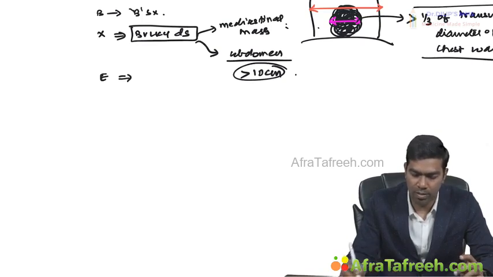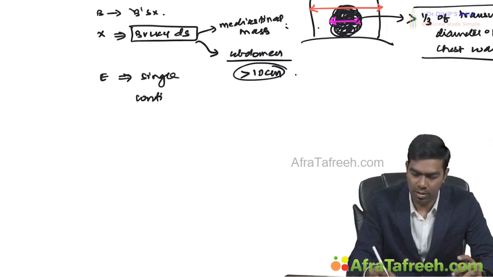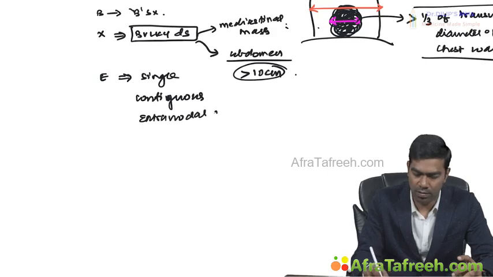E stands for single contiguous extranodal site, which means only one extranodal site, and that too contiguous. For example, from mediastinal to lung. These are contiguous but extranodal site. Lung is an extranodal disease. So if a single contiguous extranodal site is involved, then we call it as E.